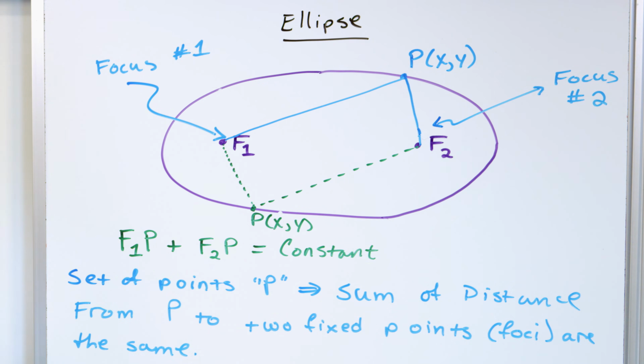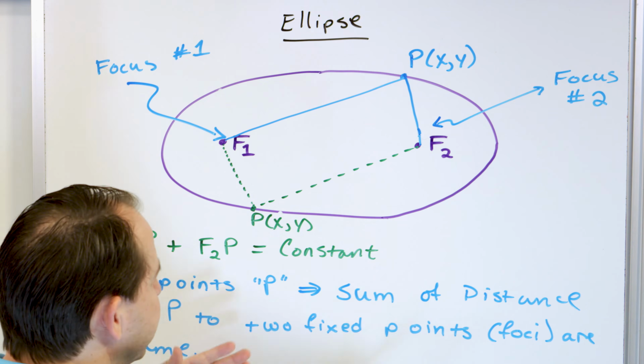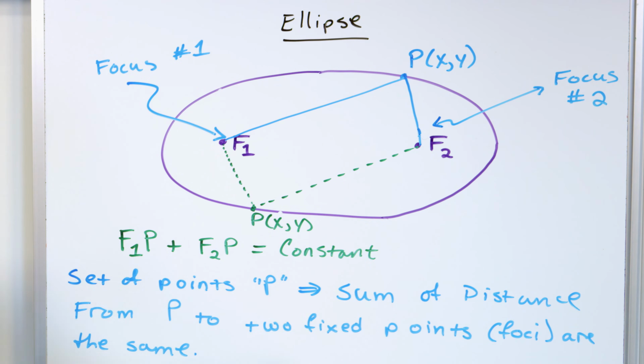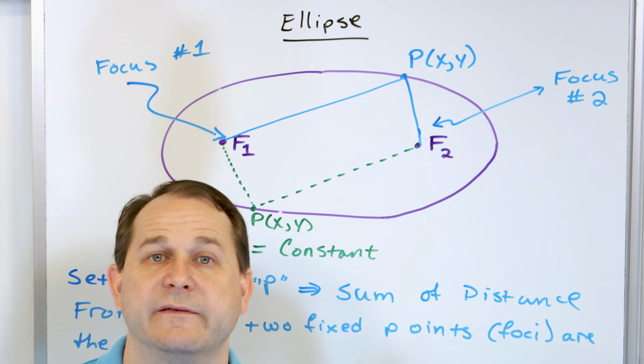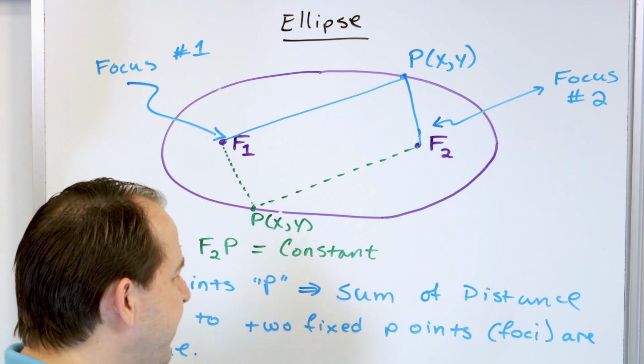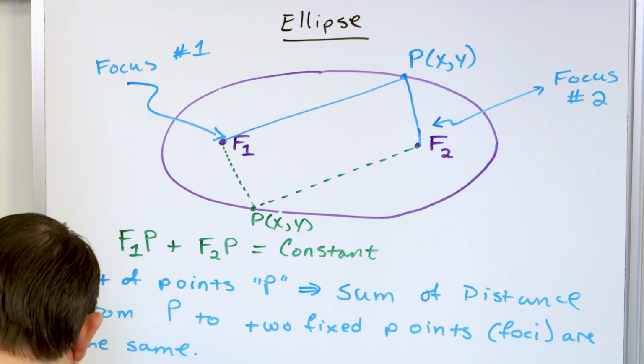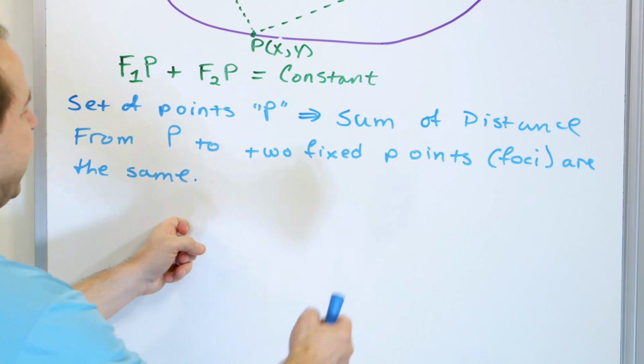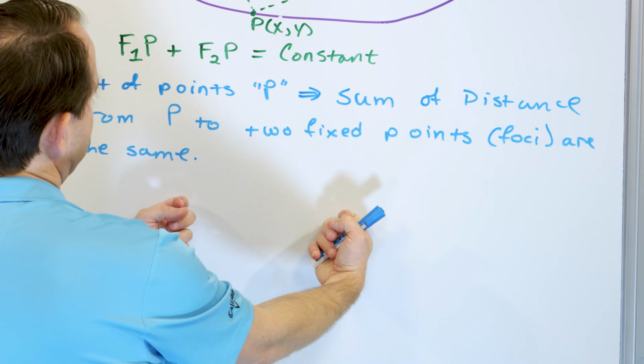Now, when you read this kind of thing in a book, the set of points P, so the sum of the distance between P to 2 fixed points, foci, are the same. I mean, even I know what it means. I read it and I'm like, what does that mean? Because it's just too wordy. All it's trying to say is you pick any 2 points. I mean, literally, I can define an ellipse with any points I want. I can say, here's a point, here's a point. Okay, great, 2 points. How do I find an ellipse?